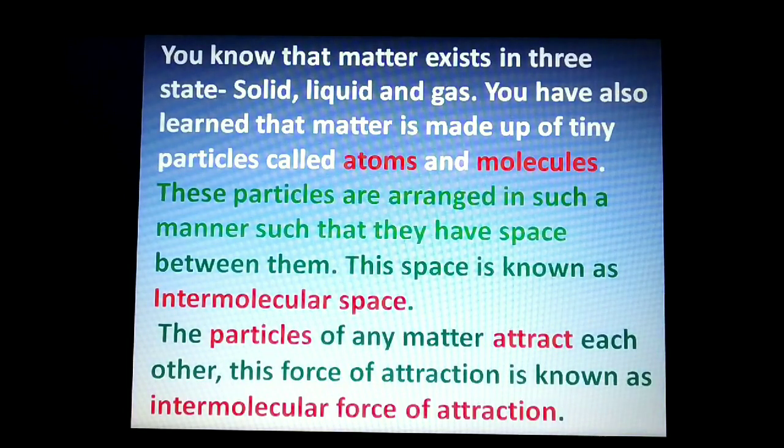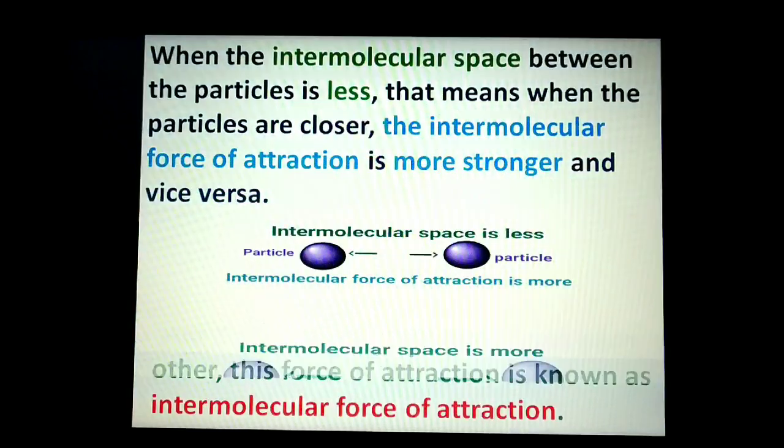Now you know that matter exists in three states: solid, liquid and gas. You have also learned that matter is made up of tiny particles called atoms and molecules. These particles are arranged in such a manner that they have space between them, and this space is known as intermolecular space. The particles of any matter attract each other.